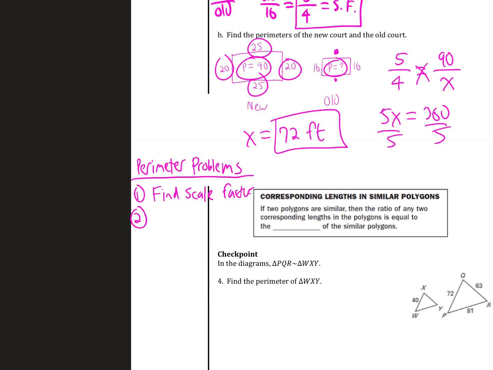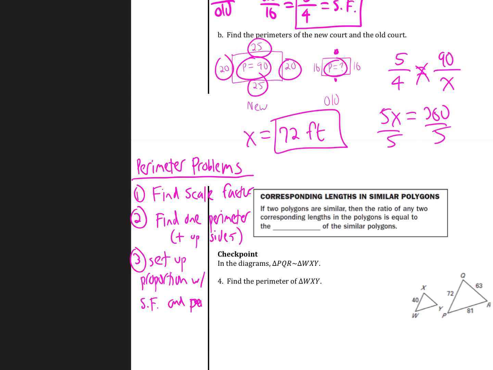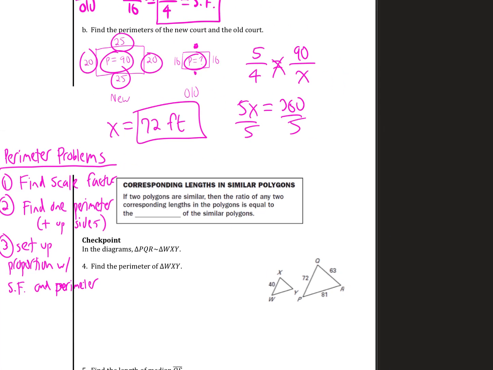Step 2: find one perimeter. And you're going to add up the sides. Okay, you'll have enough sides to add up one of them. Step 3: set up proportion with scale factor and perimeter. And then you're going to solve. Okay? All right, let's go ahead and do this here.